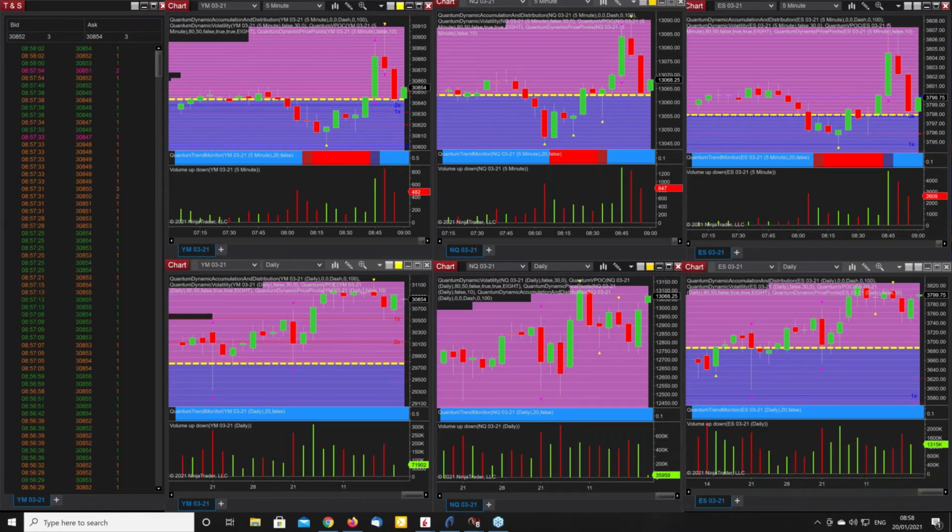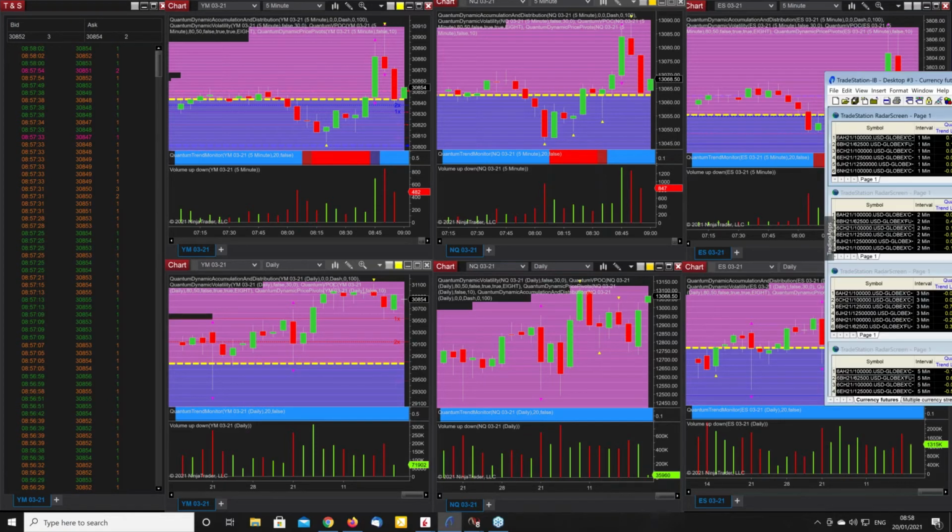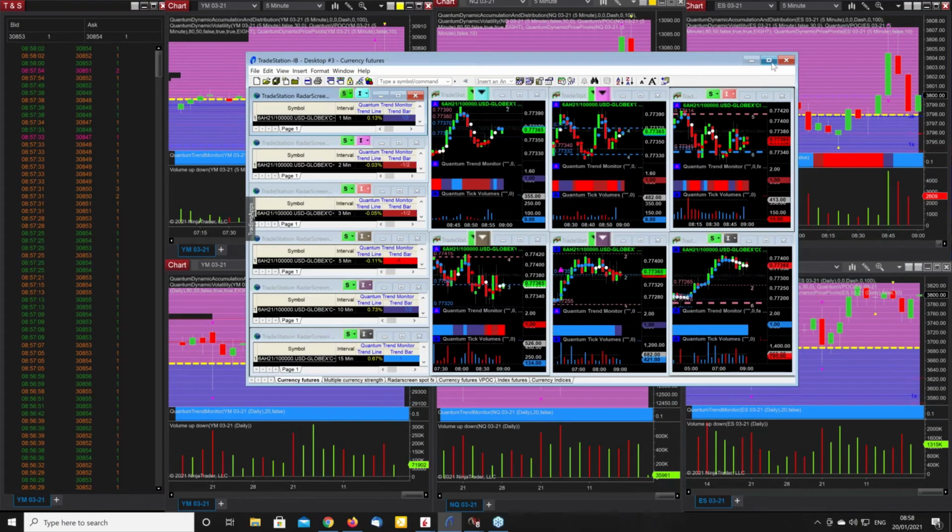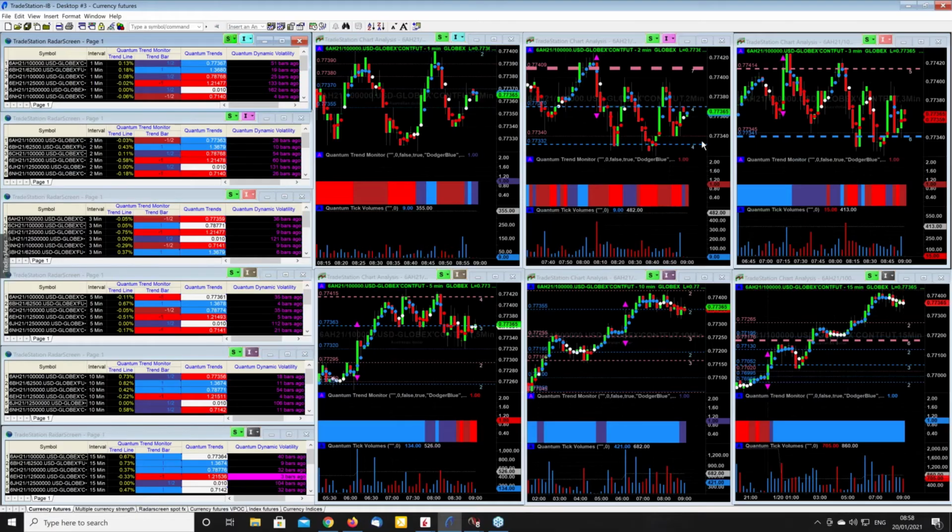What I want to do next, I've got quite a lot on here. Let's start with TradeStation. Let's pull that over there. Here we go, because you haven't seen this before. We've literally got this up and running now. This is on TradeStation 9.5.